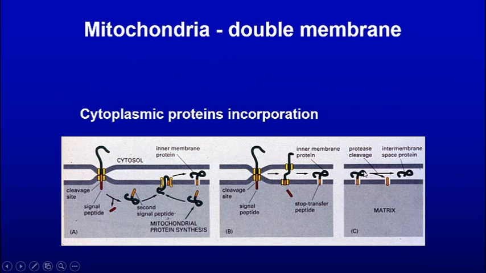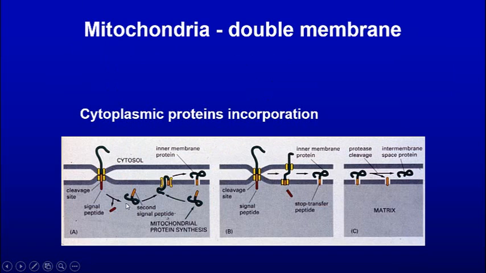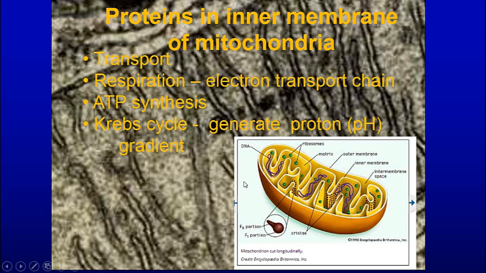What about proteins in between the two membranes? Well, here they have two signals, and one is cleaved on the inside, which leaves a second signal, and then that one is incorporated into a channel here, and ultimately that protein is cleaved off and released. So there's a way to get proteins into the inner membrane as well as the space between the membranes. The proteins on the inner membrane are the transport proteins.